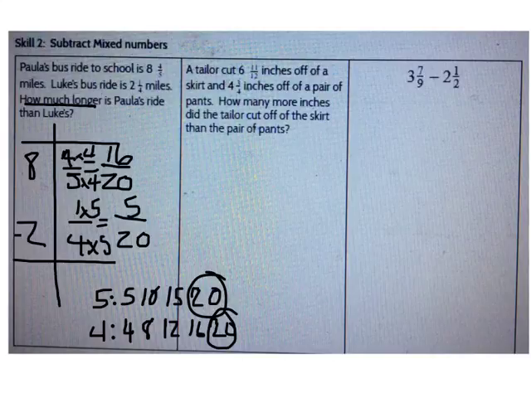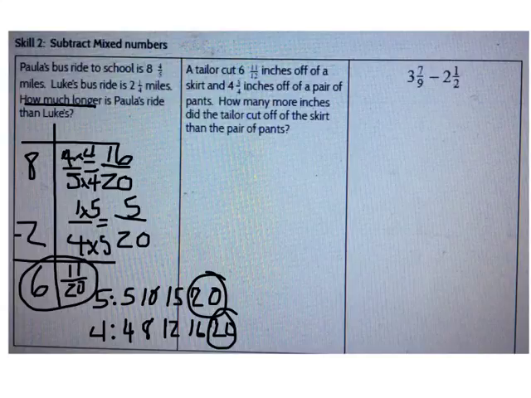Now I can subtract. What's 16 twentieths minus 5 twentieths? It's 11 twentieths. That's a proper fraction, so I'm finished with my fractions. What's 8 minus 2? It's 6. So my answer is 6 and 11 twentieths. Now you try a problem.